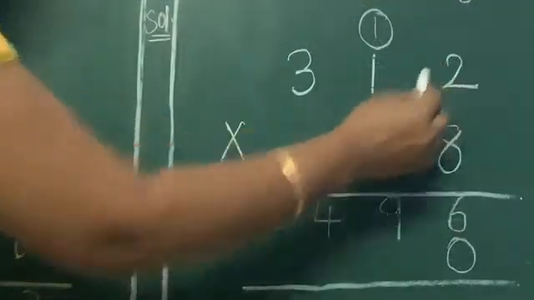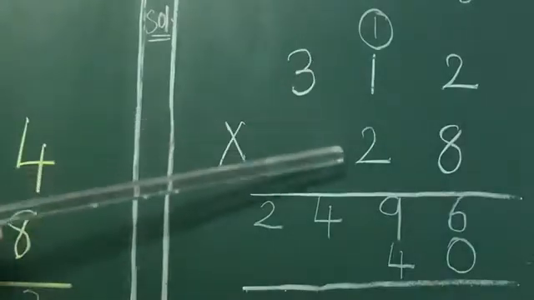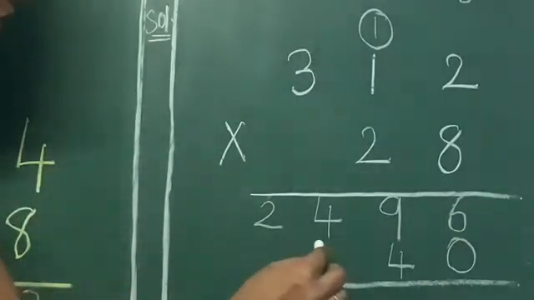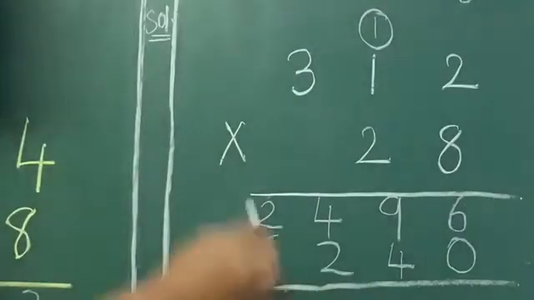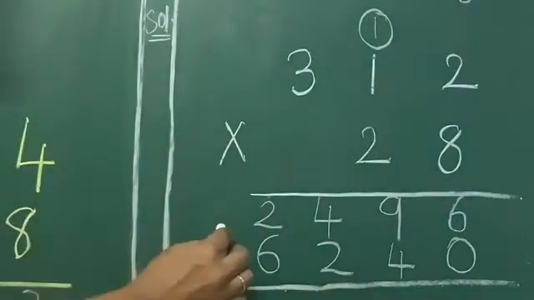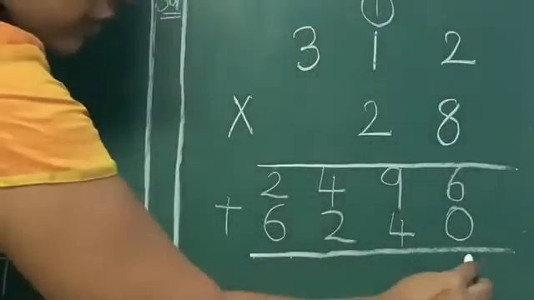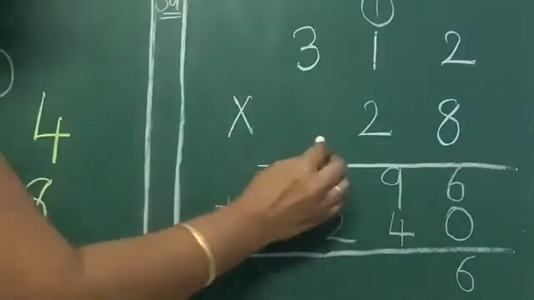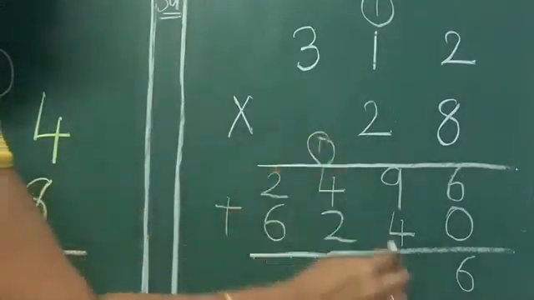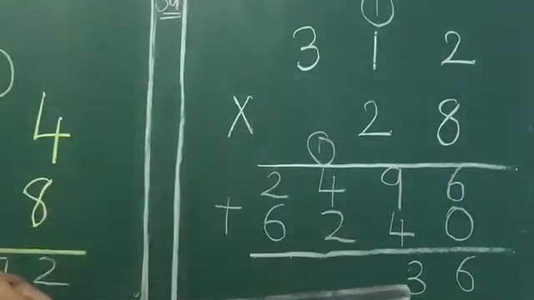Now what is 2 2s? It is 4. Now what is 2 1s? It is 2. Now 2 3s? It is 6. Now you have to add. Now what is 0? It is 6. Fine. Now what is 9 plus 4? It is 13. So I have to write 1 here and 3 here.